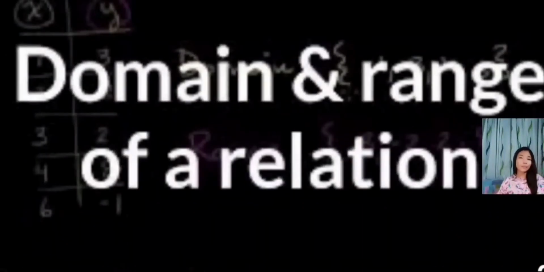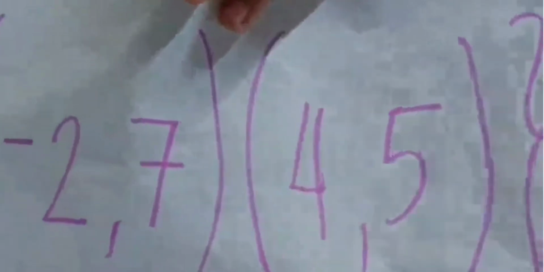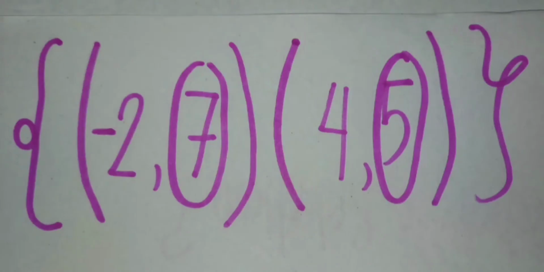What are domain and range? The domain is the value of x, or the input, while the range is the value of y, or the output. Example, parentheses negative 2, 7, parentheses 4 and 5. Since negative 2 and 4 are the values of x, they are called the domain. The values of y are 7 and 5. Since they are y, they are called the range.